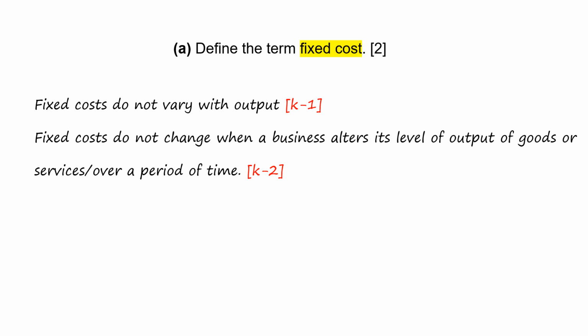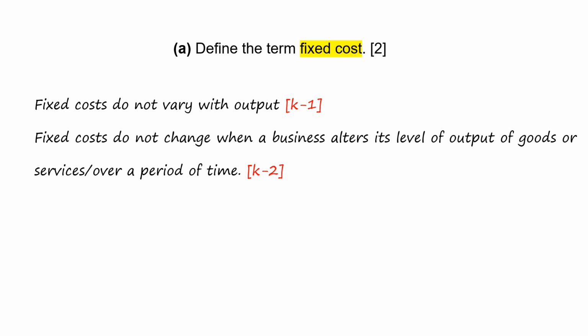But the second part: fixed costs do not change when a business alters its level of output of goods or services, and then the examiner adds over a period of time. The second sentence is allocating another one mark for the knowledge. This second sentence is a developed knowledge one, so the student is given 2 marks. That is an example of a proper definition of fixed costs.